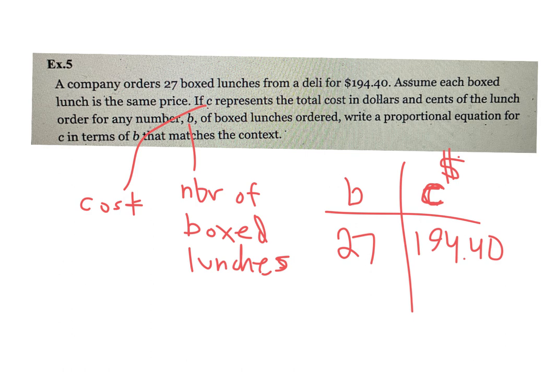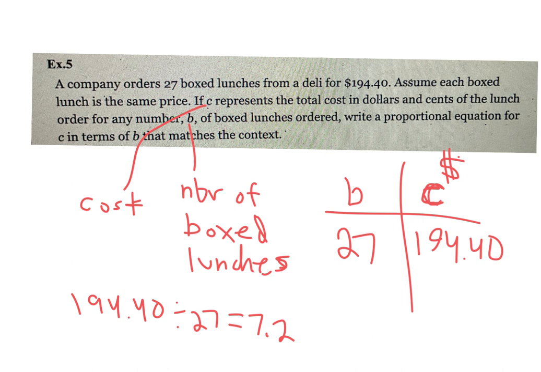All right, so from the story, we saw that there was 27 boxed lunches, so I put 27 on the side with a B. Cost was $194.40, so I put that in the side with the cost. All right, to find the COP, we're going to do some division. The money divided by 27, and you're going to get 7.2. Now, 7.2 is your COP, okay?